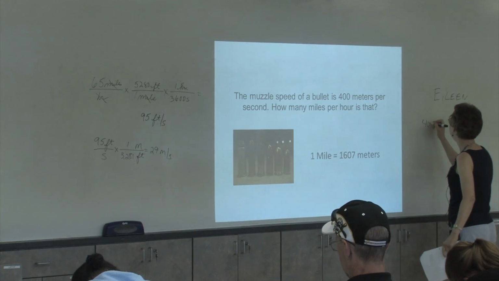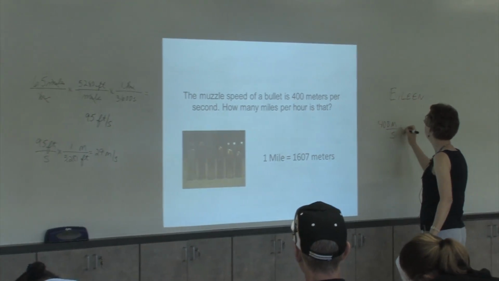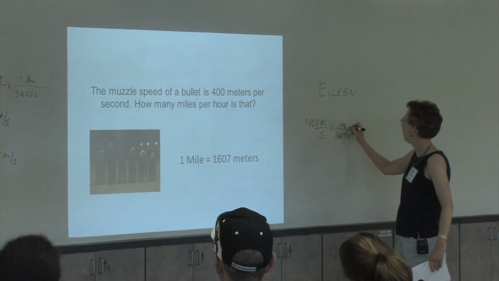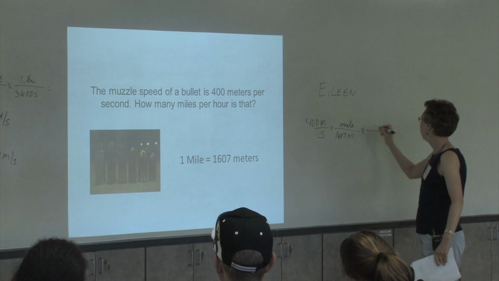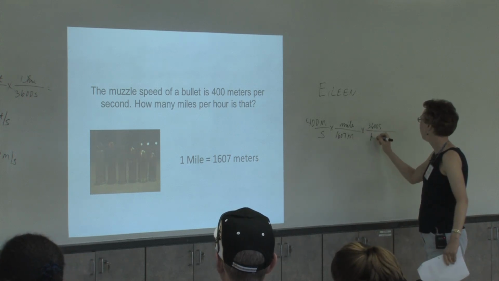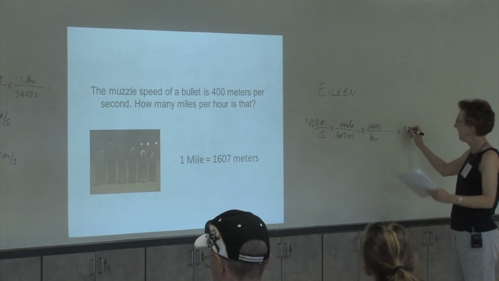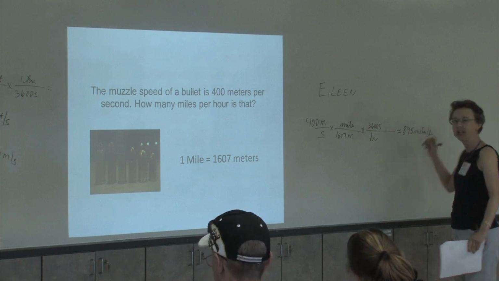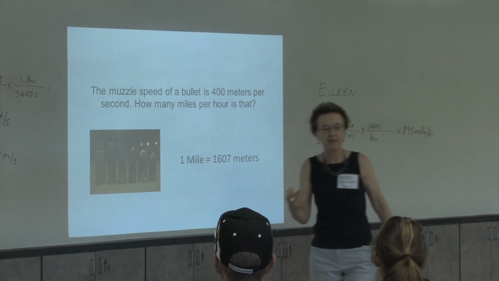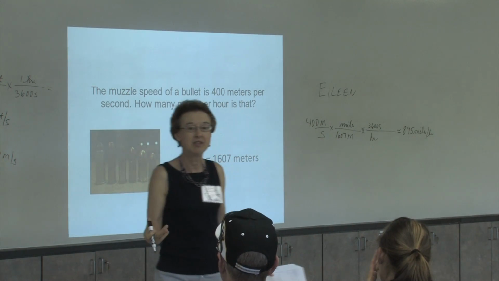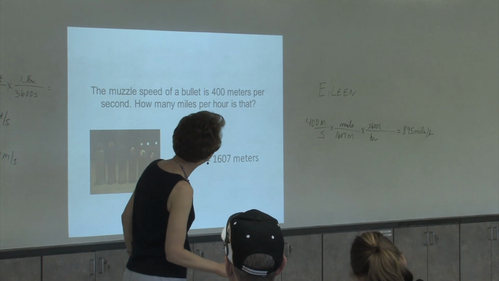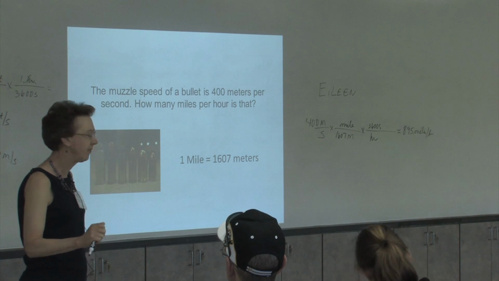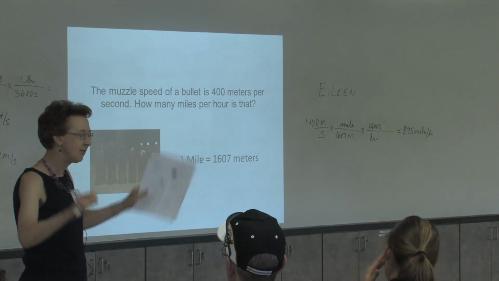Right. 400 meters per second, and that was 1,607 meters per mile, and 3,600 seconds per hour. And I got approximately 895 miles per hour. Now that really impressed me when I first figured that out, because that's way faster than the speed of sound, right? 600-700 miles an hour. So I was impressed by how fast a bullet can move. Okay. So far so good?